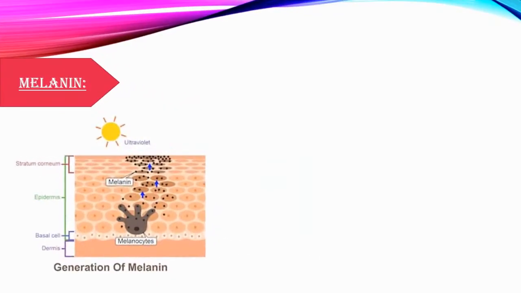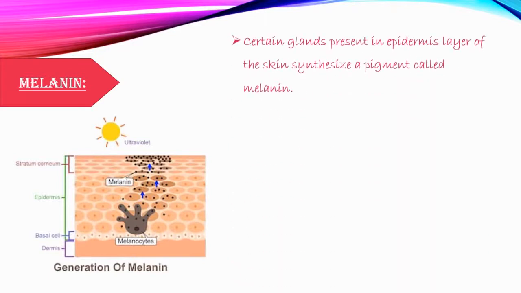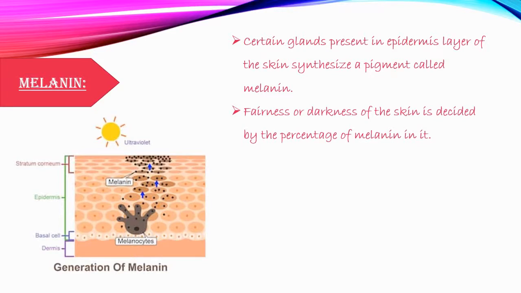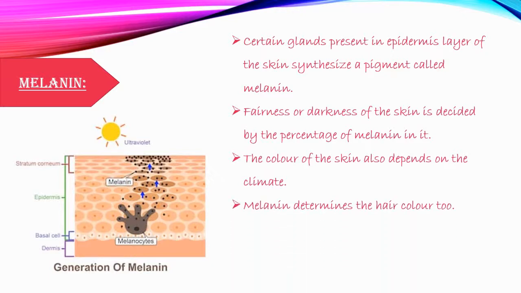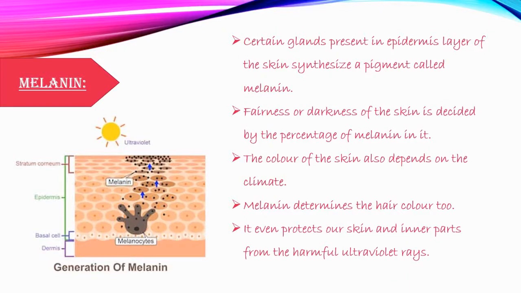Now, what is melanin? Certain glands present in epidermis layer of the skin synthesize a pigment called melanin. Fairness or darkness of the skin is decided by the percentage of melanin in it. However, the color of the skin also depends on the climate. Melanin determines the hair color too, and it even protects our skin and inner parts from the harmful ultraviolet rays.